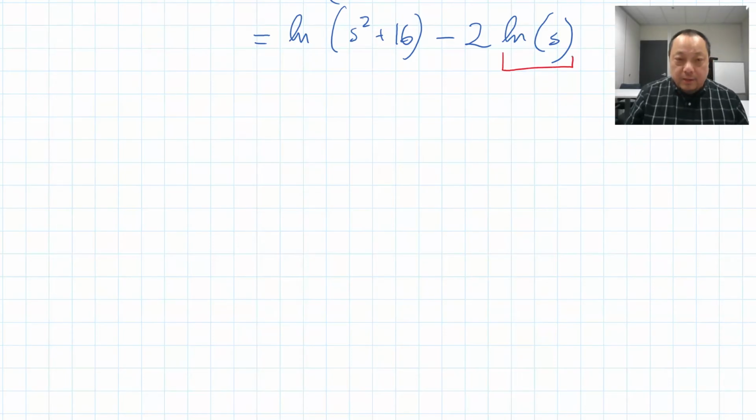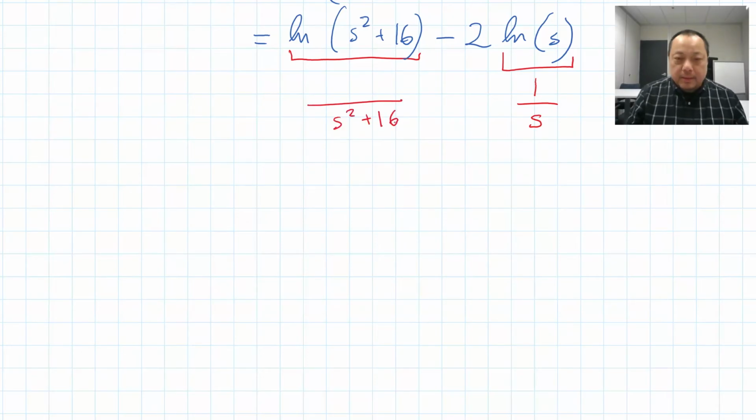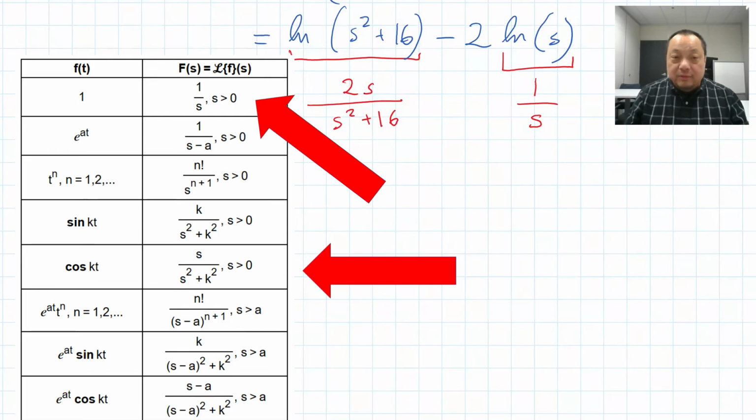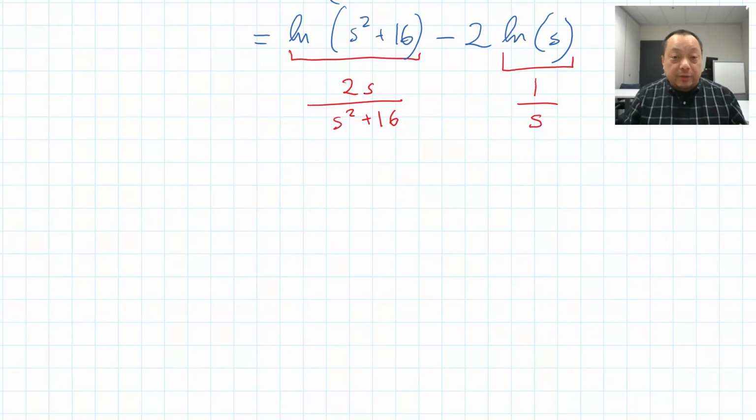Derivative of ln of s is 1 over s. Derivative of ln of s squared plus 16 is 1 over s squared plus 16, and then by the chain rule times the derivative of it, which is 2s. And look, both of these are on the table. The first inverse Laplace is a constant, 1, and the second inverse Laplace is a cosine. So both derivatives are doable.